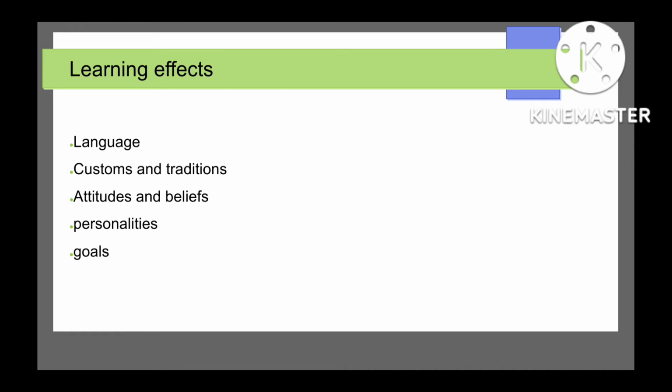Then personalities, the child can develop a good personality by learning only. They can imitate good personalities like Mahatma Gandhi, and they can learn the good things from their inspired personalities. The next is goals. They will set some goals when they start learning. They will set some goals because they are able to think and they can have some ideas about their life. So they can set some targets and they will achieve their targets because of learning only.